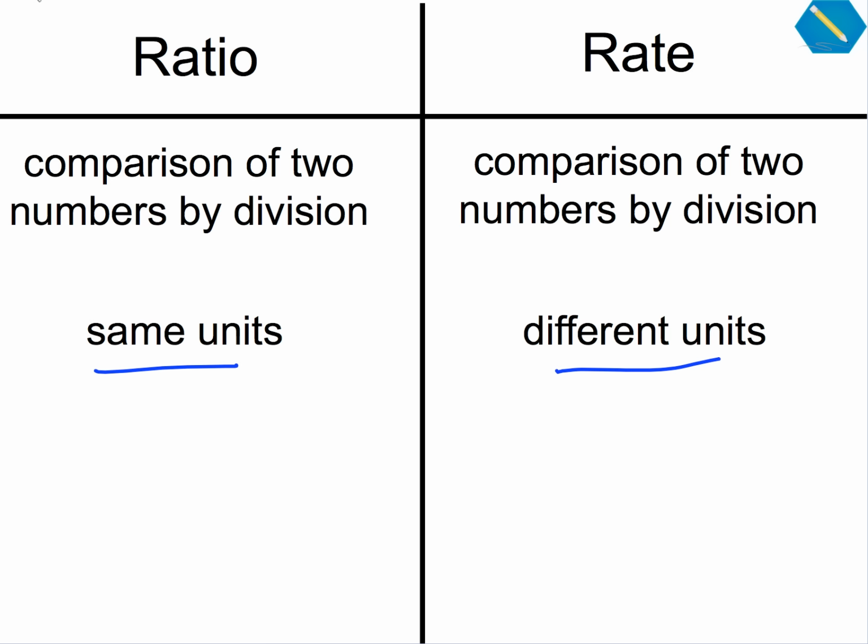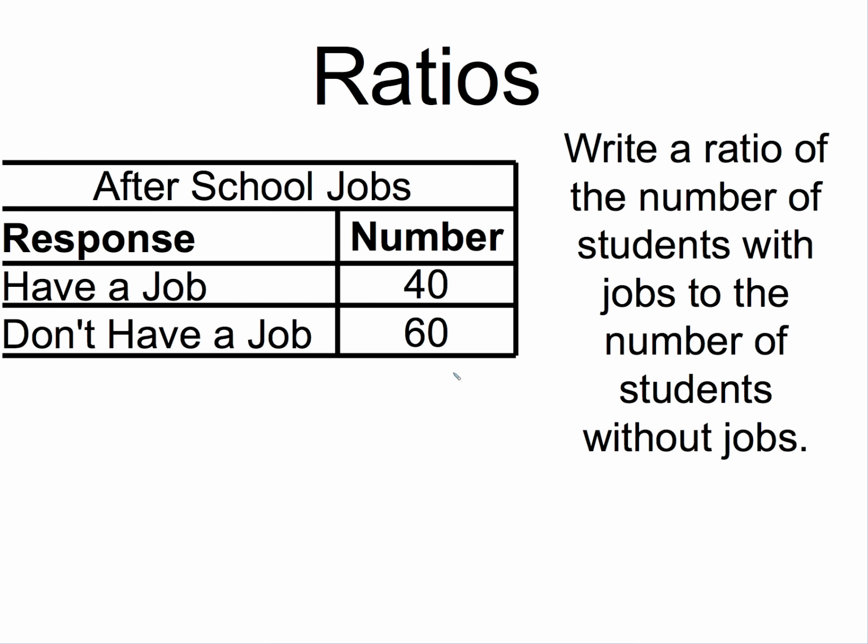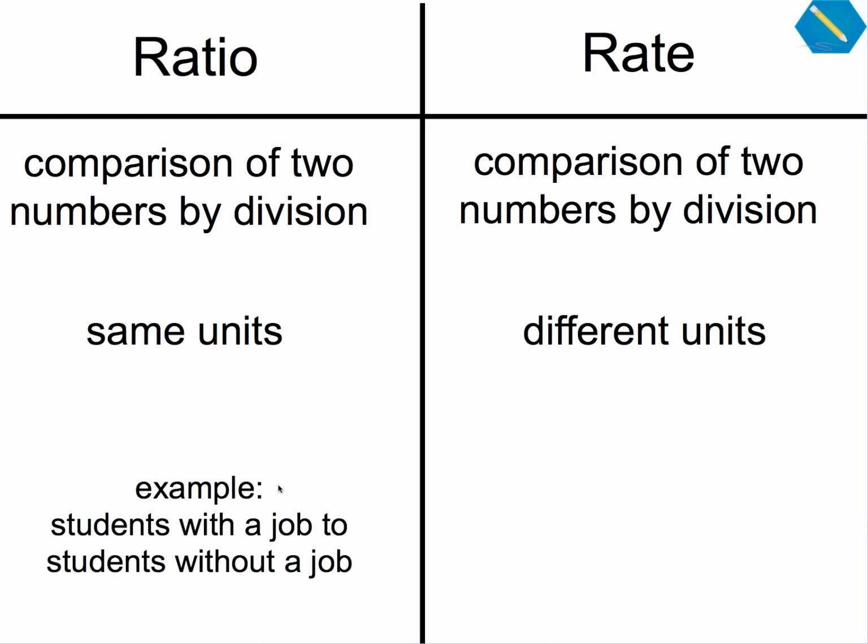Let me explain that. If you look at the problem we just did, we were comparing the students that have a job to the students that don't have a job. But ultimately, what were we comparing? Students to students. That's the same unit, so it's a ratio. Make sure you write that down as an example here in your chart. Students with a job to students without a job. An example of a rate would be miles to hours. Miles per hour, you might have heard that before. Feet per second. Those are rates because miles and hours are different units.